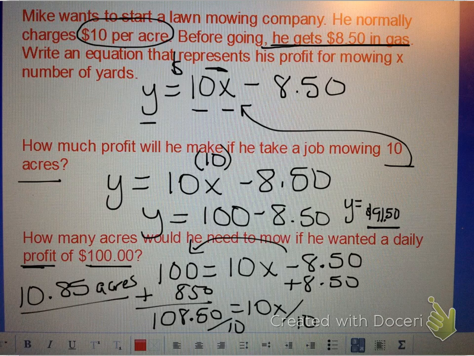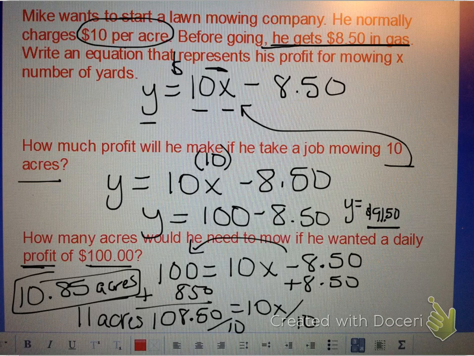So then we have to think about the question, and it says how many would he need to mow if he wanted to make a daily profit of $100? Well, he can't necessarily maybe mow 10.85 acres. He might be able to, because not everybody has an acre of land. So what I would say is, if the question stipulated, if this was an option, okay, if it says round to the nearest acre, then we would say he has to mow 11 acres to make the $100 profit.